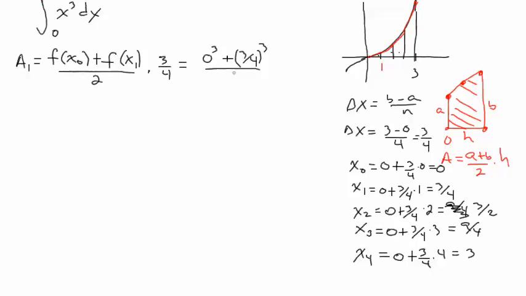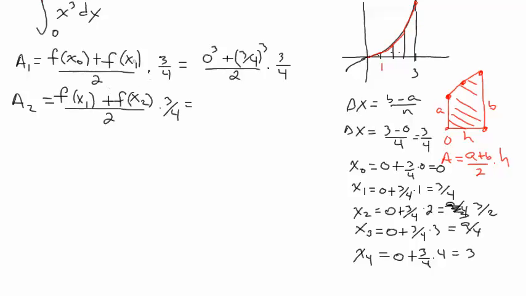Divide it by 2 times, and then of course h right here, and h is going to be 3/4 on all of them. So you see that? Okay, and then we have area 2. This would be the area of this trapezoid. So this is going to be f of x of 1 plus f of x of 2 divided by 2 times that by 3/4, right?